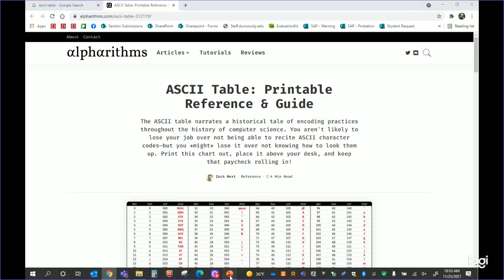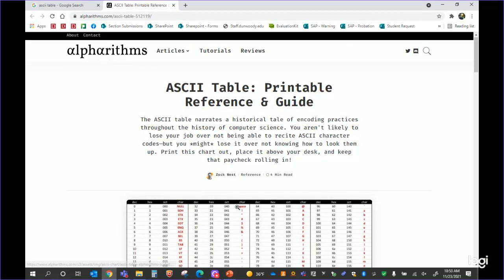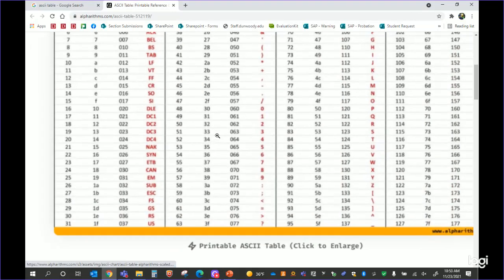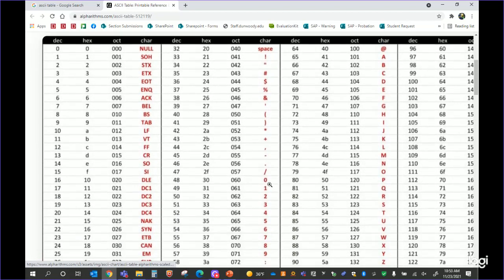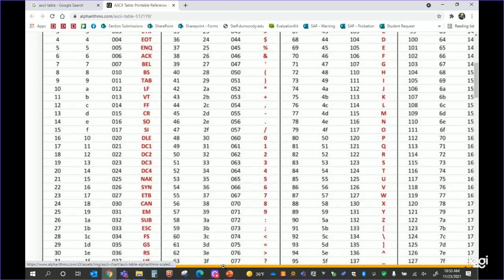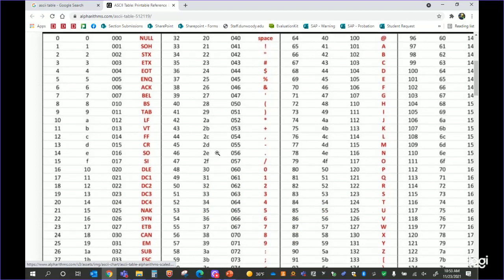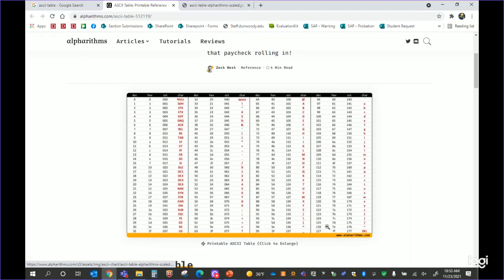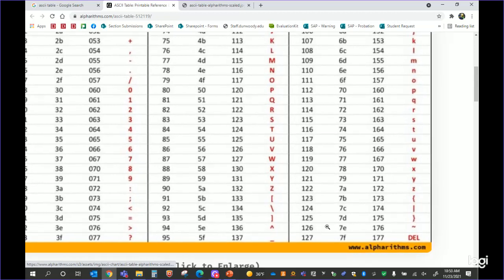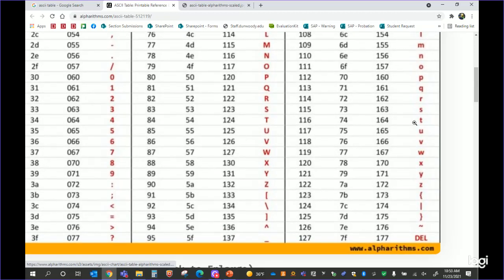So when I look at that barcode, it came up to 117 on my ASCII table. If I zoom in, I can find where 117 is on here. It's in the far right column. Yep, there we go. It's a little lowercase u. Do you see it there? So 117 is a lowercase u.